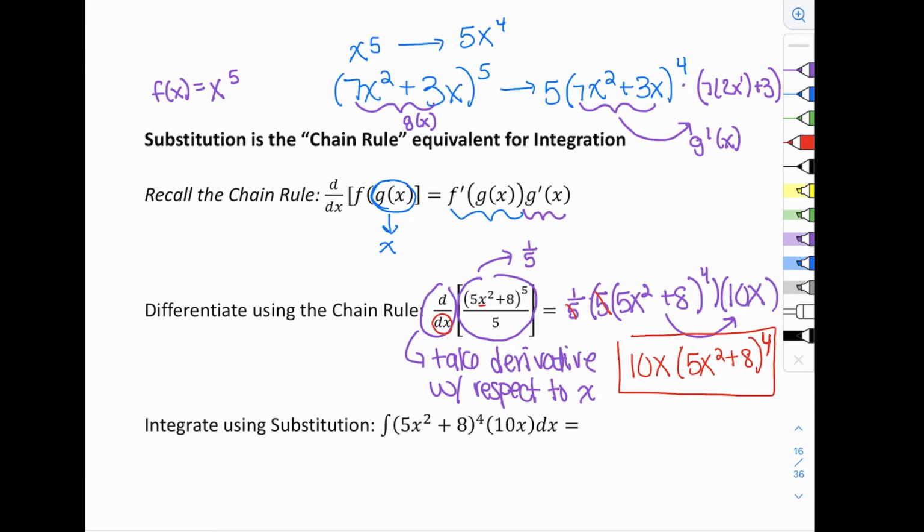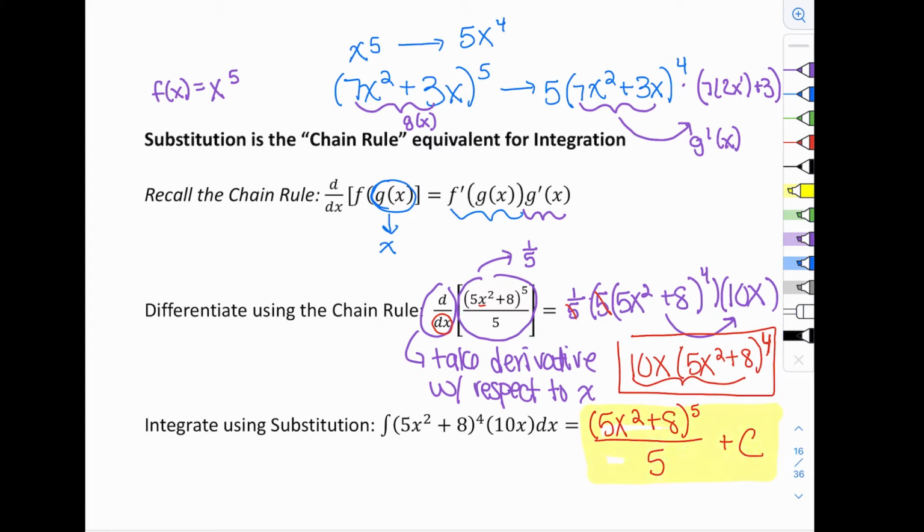So now, remember with integration, it's working backwards. So if I wanted to integrate (5x squared plus 8) to the 4th times 10x, the answer, because this is what we got when we took the derivative of that part, is going to be what we had started with there: (5x squared plus 8) to the 5th over 5, or times 1/5, however you want to write it. And since we are integrating, I am going to go ahead and add that plus C at the end.